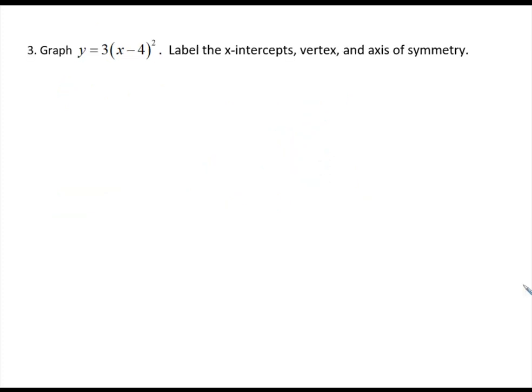All right, so I threw in something a little bit different here. So it says graph y equals 3 times x minus 4 squared. So you have to recognize this is not x-intercept form. This is vertex form, right? So this is actually in vertex form. So if it's in vertex form, just graph it the way I taught you when we were doing vertex form, okay? So you have to recognize different types of problems. Right, so this is not x-intercept form, it's vertex form.